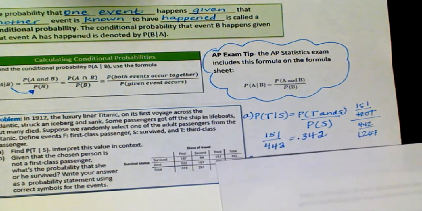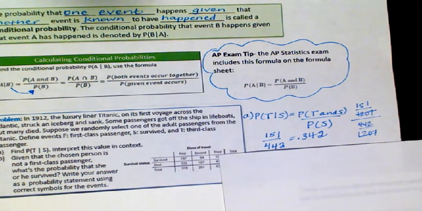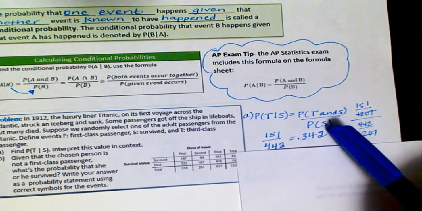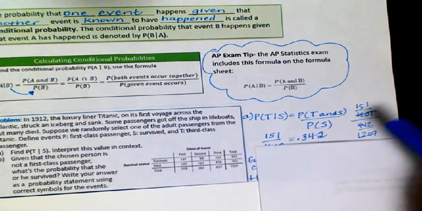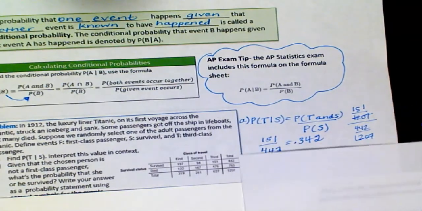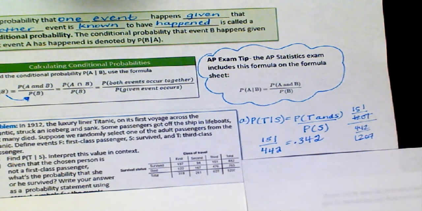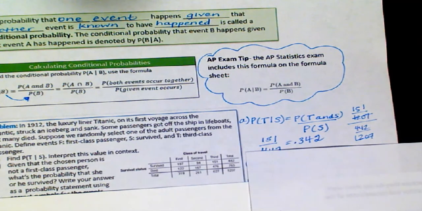And again, in a two-way table, you can just find that particular number. So T and S would be right here, 151. And then your denominator, probability of survived, would be this number right here, the 442. And I showed you the fraction thing again. But when you're using a two-way table, you don't have to use a denominator because those will cancel. So you can just use T and S, and then the probability of S, just use that number there.